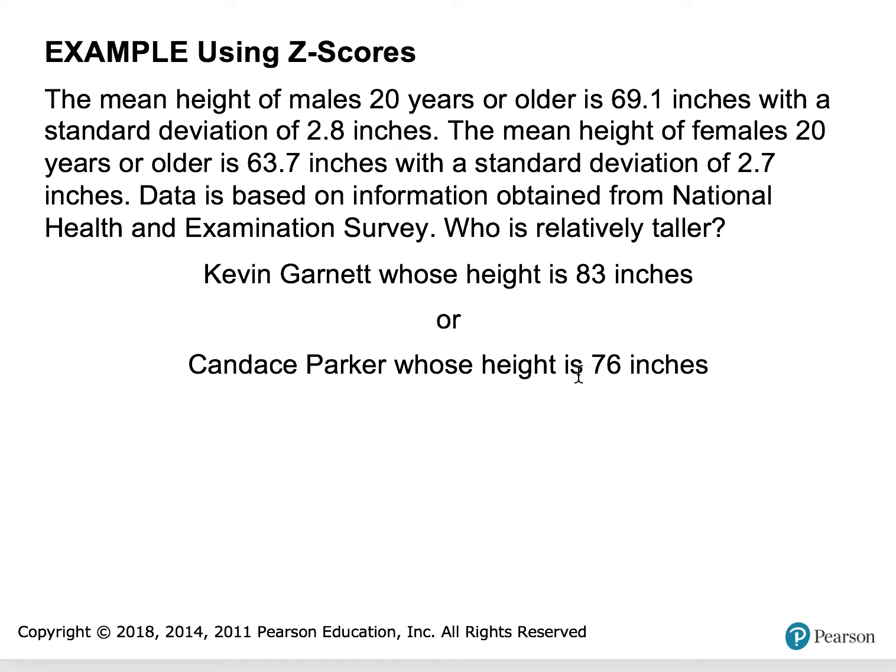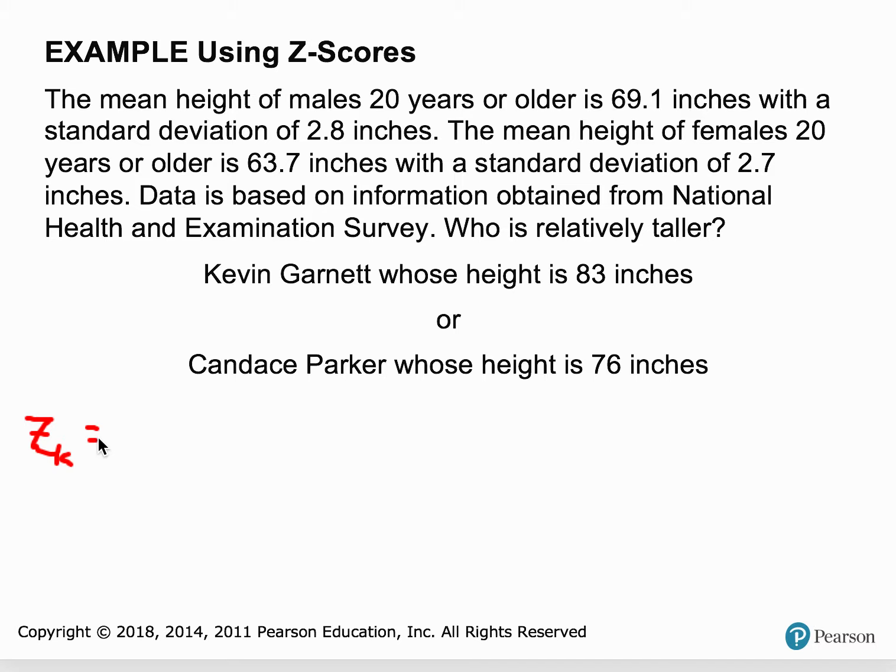Well, if we just said who's taller, you'd say Kevin. But think about this, since Kevin's a male, males are generally taller than females. So what we want to do is compare them relative to their gender, right? We're going to do that using a z-score. So remember our z-score formula. Okay, so let's find the z-score for Kevin.